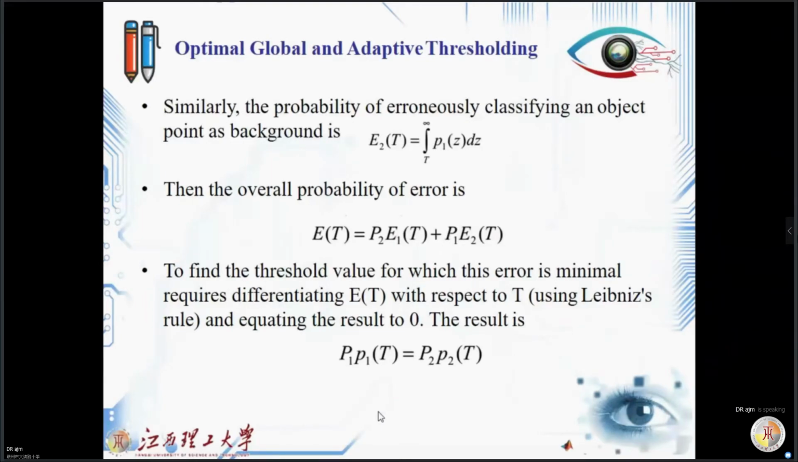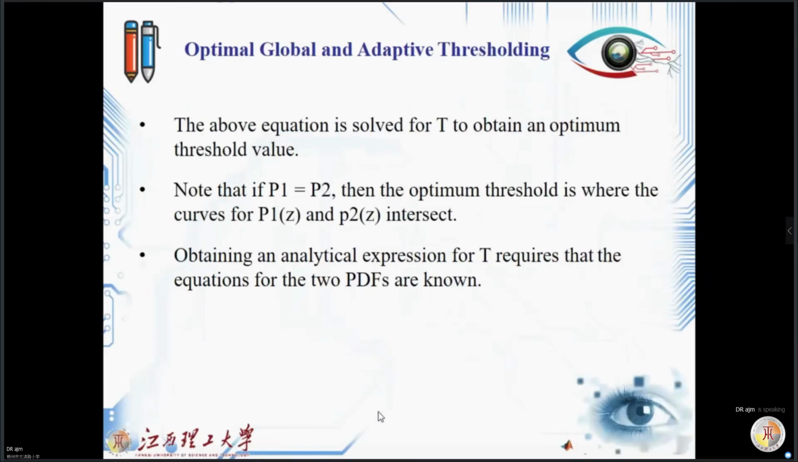These are the mathematical analyses for this type of optimal global thresholding. The above equation is solved for T to obtain the optimum threshold value. Something we should note here is that if P1 is equal to P2, then the optimum threshold is where the curves for p1(z) and p2(z) intersect.